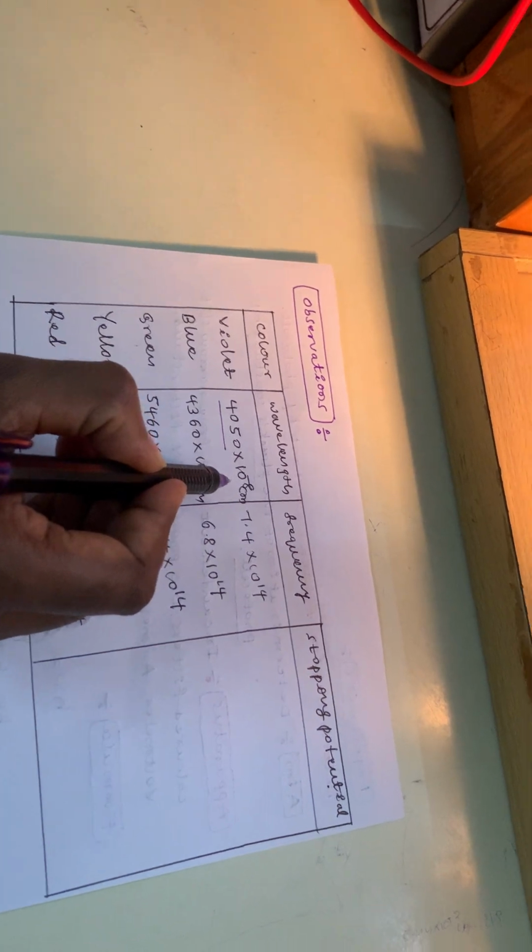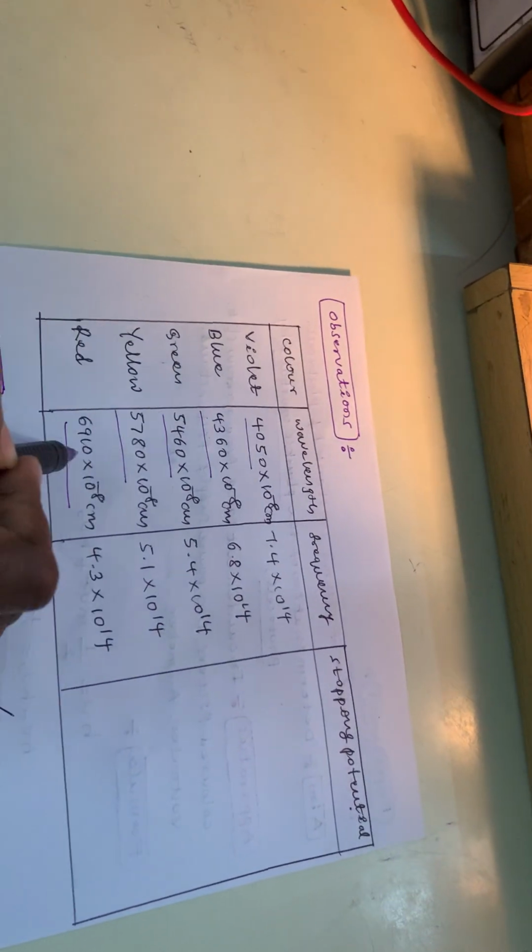For each and every color: for violet color, 4050 angstrom, that is the fixed wavelength. For blue color, 4360 fixed wavelength. For green color, 5460 fixed wavelength. For yellow color, 5780 fixed wavelength. For red color, 6910 angstrom is there.